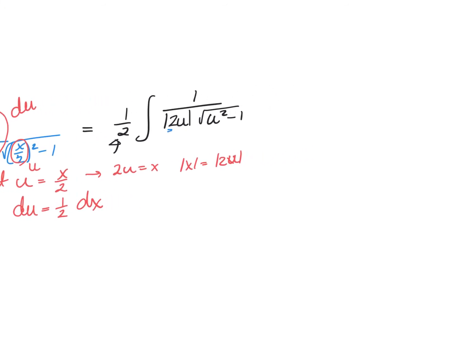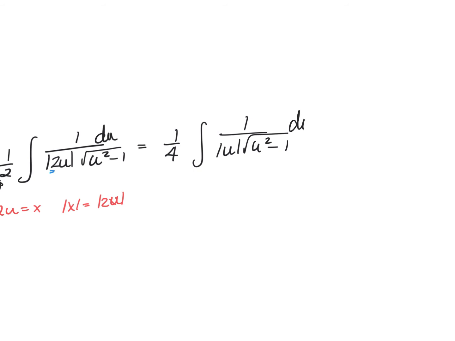Now, this 2 is still 2, whether it's the absolute value or not, so I can bring that out front. So I have the 1/4, the integration of 1 over the absolute value of u, the square root of u squared minus 1, and then don't forget the du.